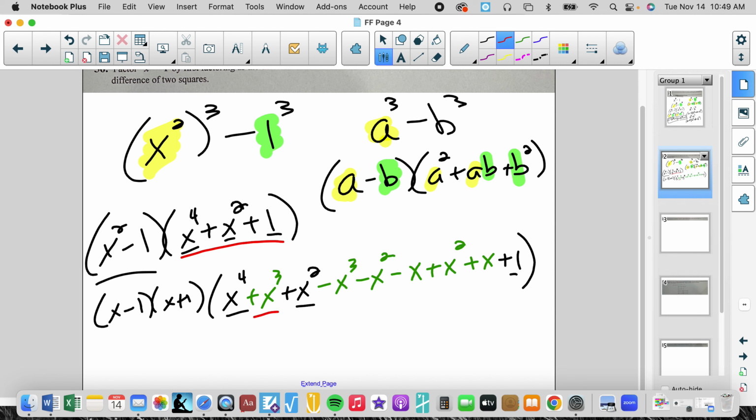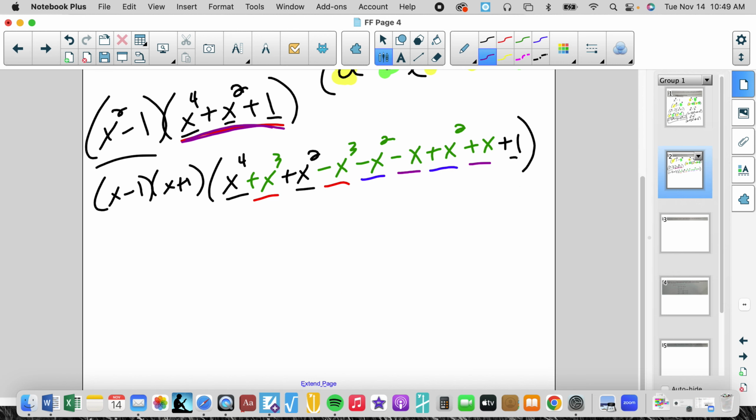the x to the third and negative x to the third cancel each other out. We have a negative x squared and a positive x squared, so they cancel out, and we have a negative x and positive x. So all of these cancel out, and if we simplified it, we'd get this starting equation again. Now, why did I write all these additional values? Well, I did that because I'm going to now factor by grouping.